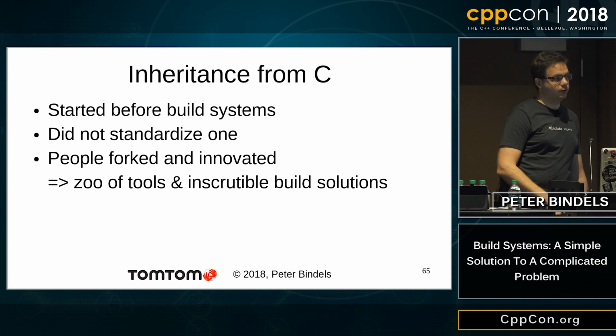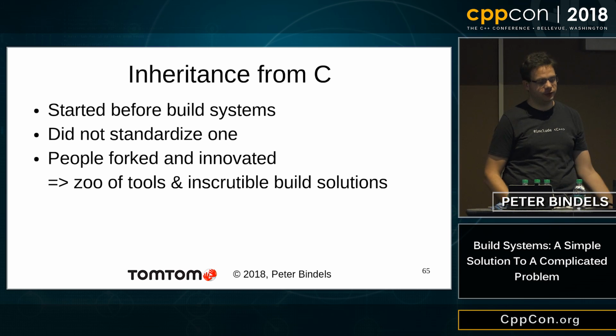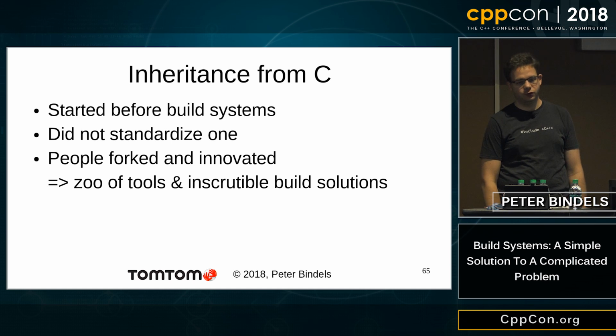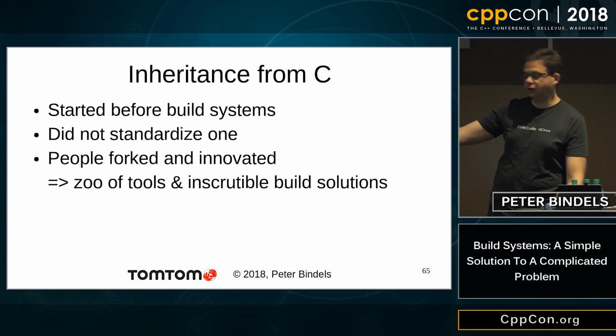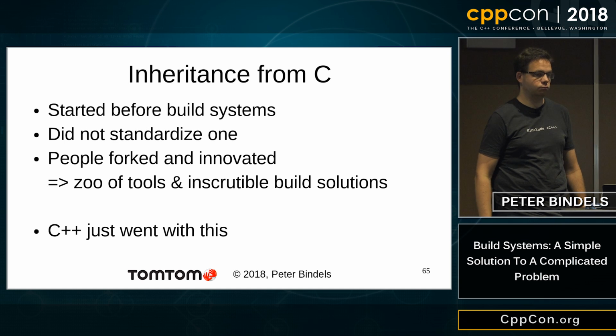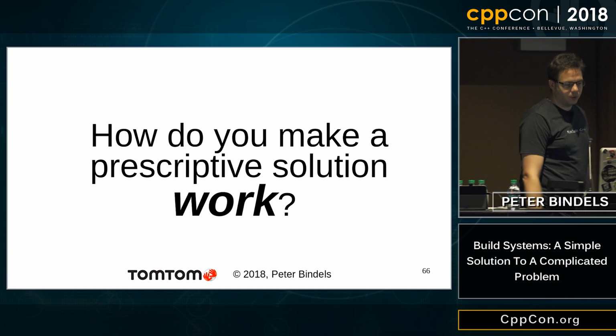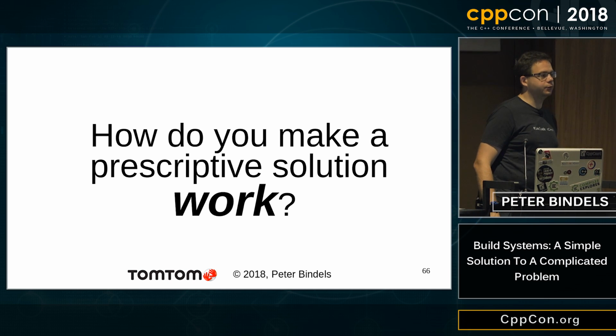And people forked and innovated whatever they could after that, which means we have a zoo of tools and inscrutable build solutions. We don't have a good solution. We have a whole ton of bad solutions. And C++ said, yeah, sure, we'll do that. So let's find out why we can make a prescriptive solution work.